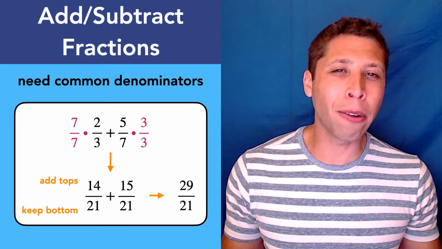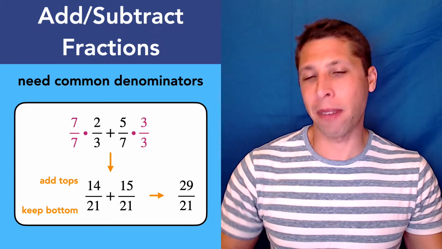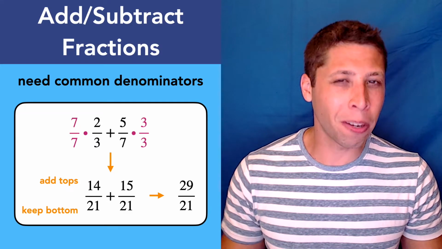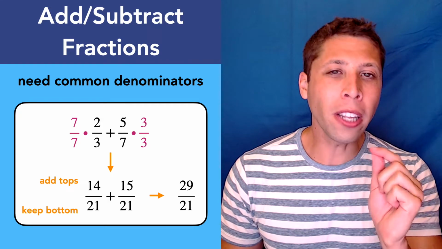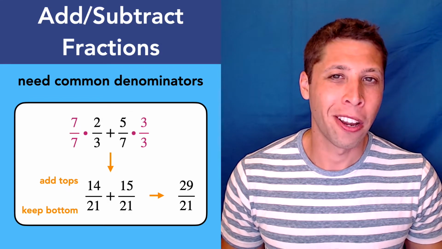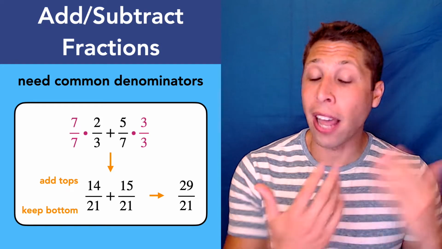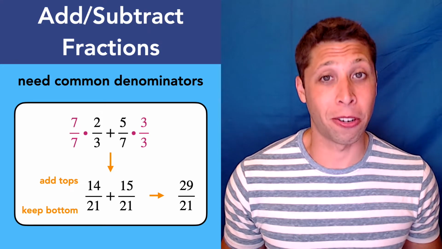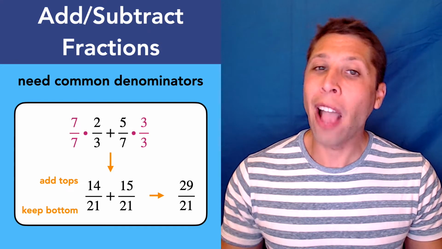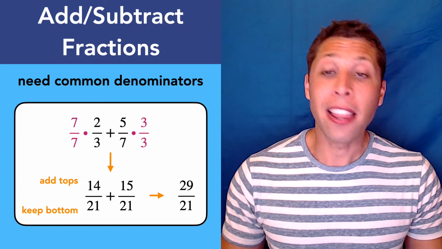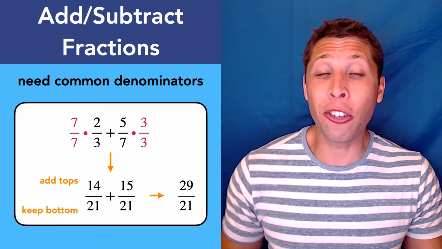But why are we allowed to multiply by a seemingly random number? Won't that change the addition that we're trying to do? Well, look a little bit more closely at that multiplication. We're multiplying by 7 over 7 and 3 over 3. What is 7 over 7? It's 1. And we know from basic multiplication that multiplying by 1 doesn't really do anything.